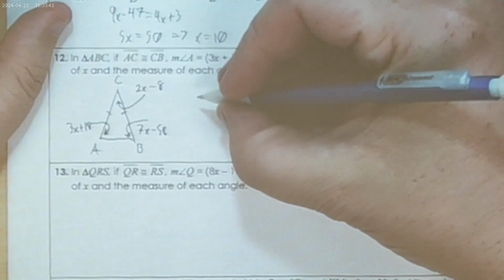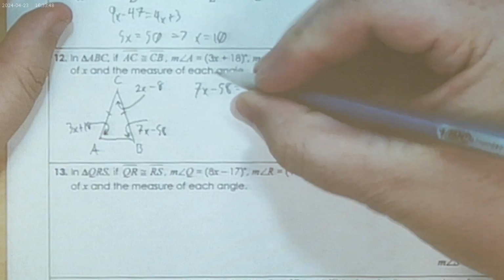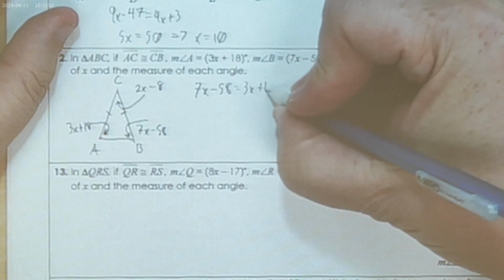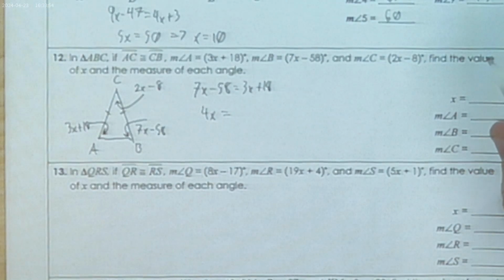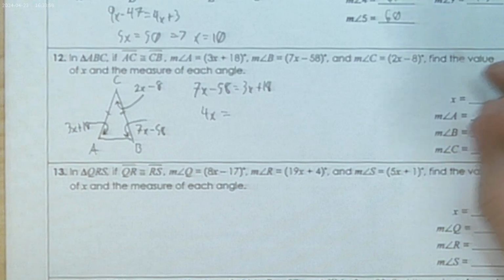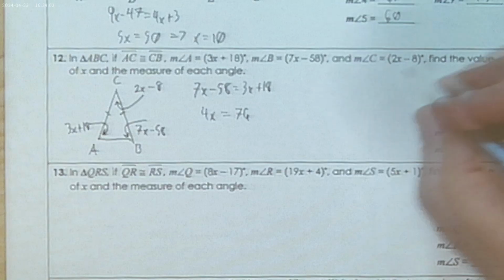go straight to 7x minus 58 equals 3x plus 18. That gives me 4x equals, and then 18 plus 58, 76, divided by 4 is 19.